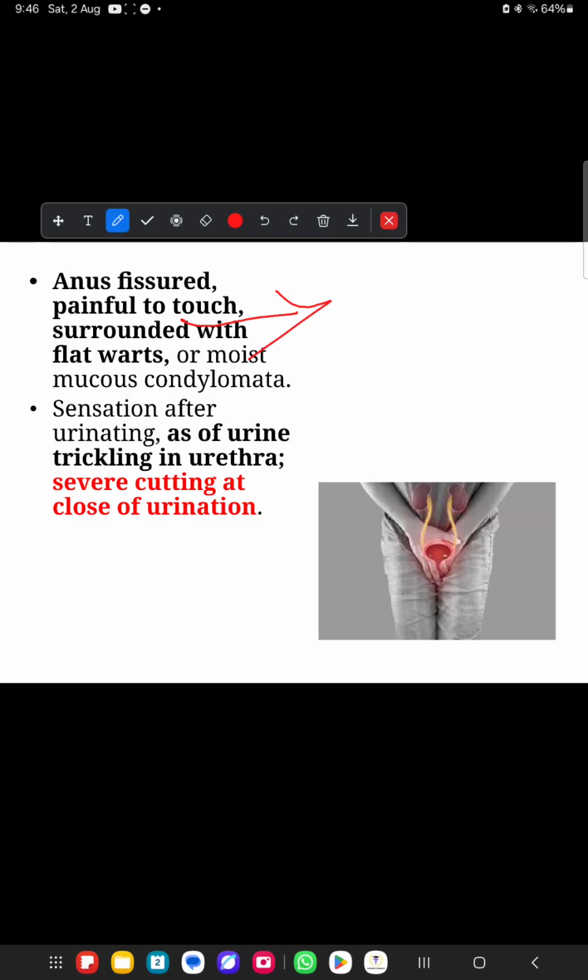Another symptom: sensation after urinating as of urine trickling in the urethra, severe cutting at close of urination. You can see in the picture, if the patient while trying to pass urine has cutting type of pain at that time, then we can think about this medicine.